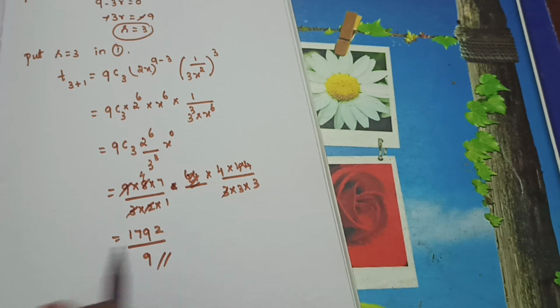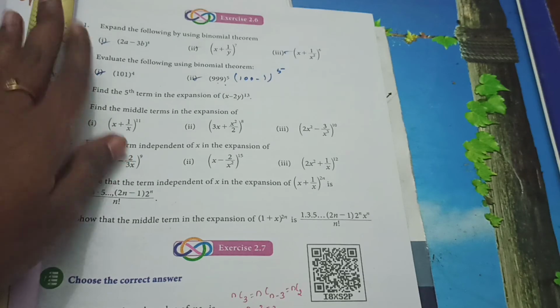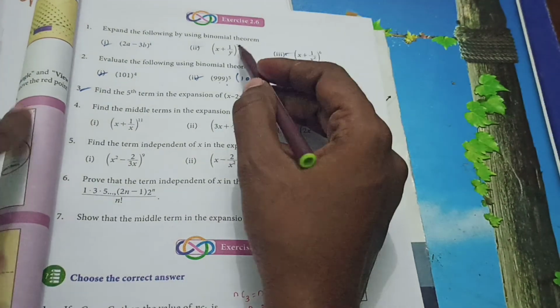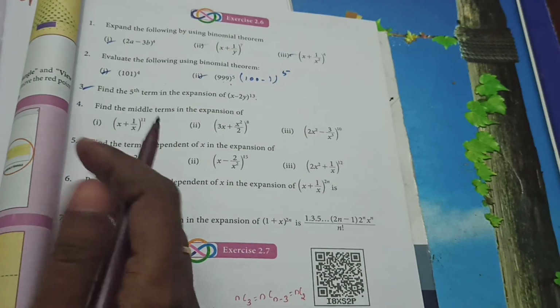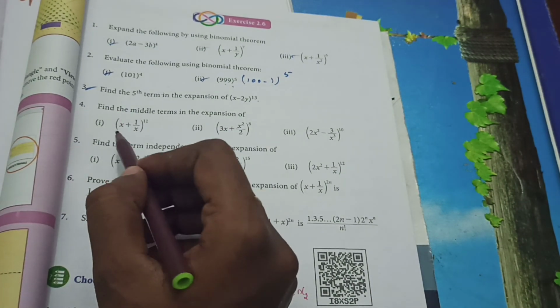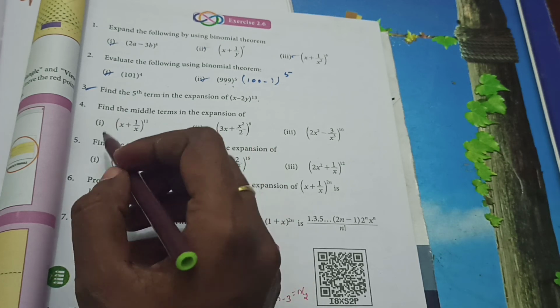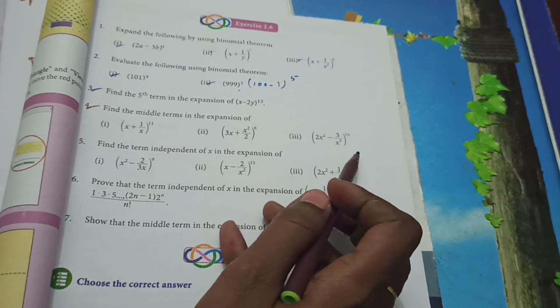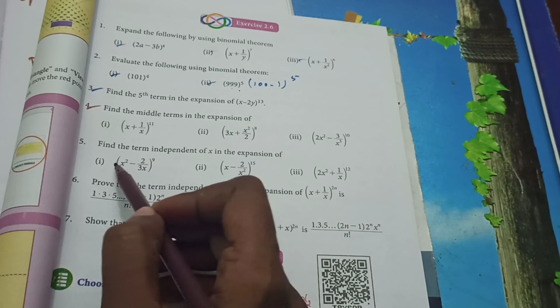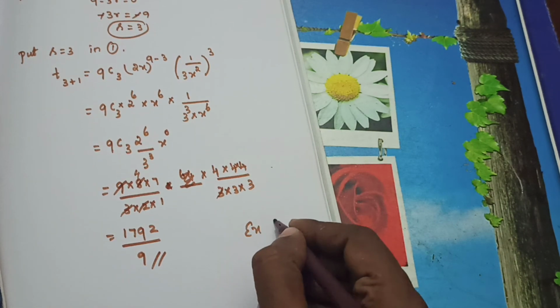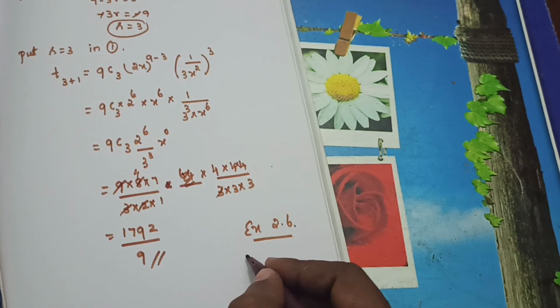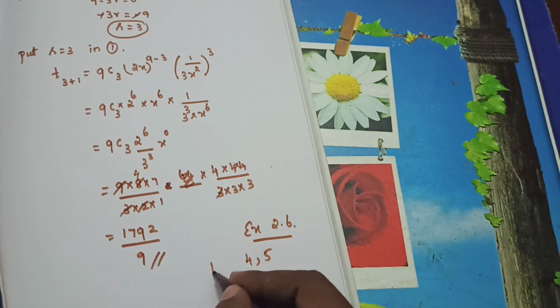Now it's time to give the homework. Take down your books, all of you. Exercise 2.6, the first 3 problems I hope you all completed. Everything is similar to the examples, so it will be very easy. Then find the middle term, which we have completed today. The fourth problem has 3 sub-parts, very easy, you can complete. Then term independent of the expansion, problem 5. So your homework is exercise 2.6 problems number 4 and 5.